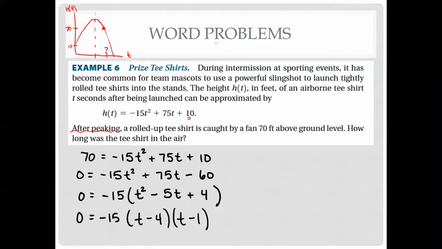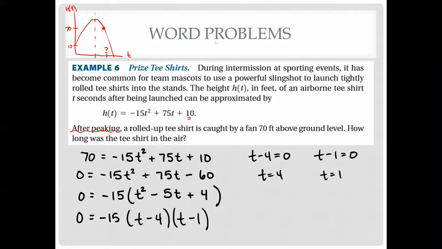So this factors down to 0 equals negative 15 times the quantity of t minus 4 times the quantity of t minus 1. Remember, solving polynomial equations, once we get down to linear factors, we set those linear factors equal to 0 and solve for our variable. So t minus 4 equals 0 and t minus 1 equals 0. Add 4, we get t equals 4. Add 1, we get t equals 1.